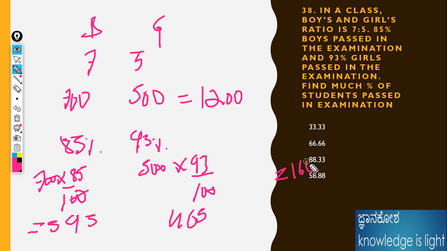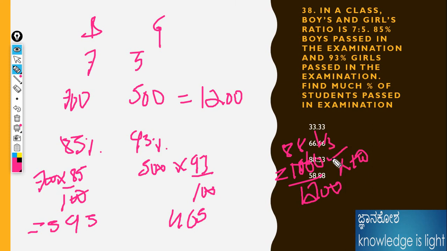The overall number, sorry, 1060, and the overall percentage. The total passed, boys and girls, is 1060, and total students is 1200, into 100. If you solve that, 12 divided by 12... we get 88 and 1 by 3. That means 88.33 is the answer. This is the long method.